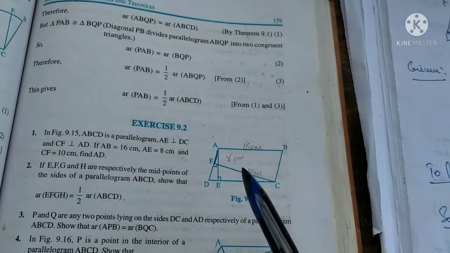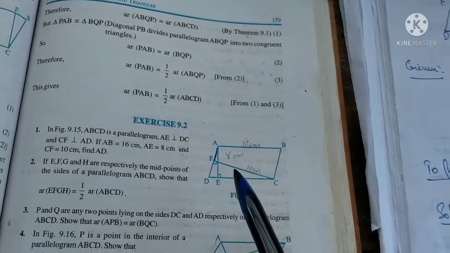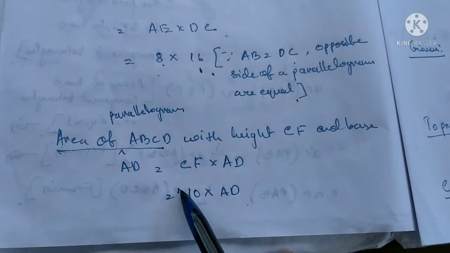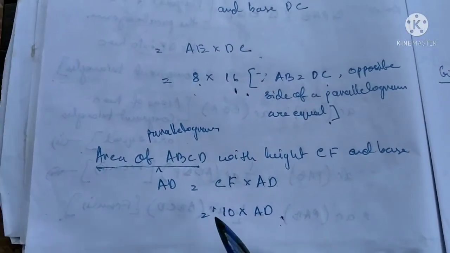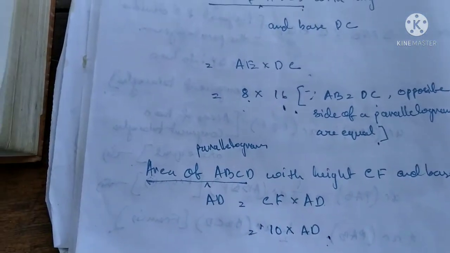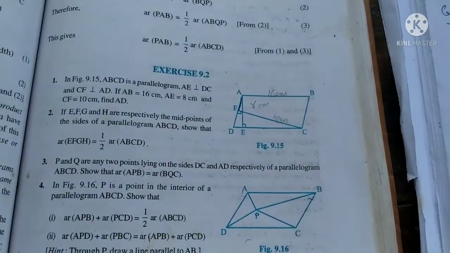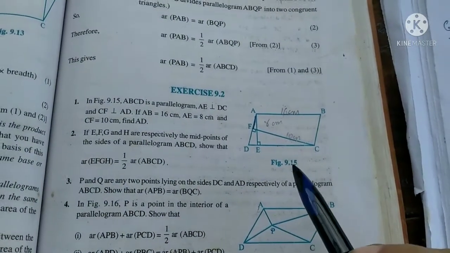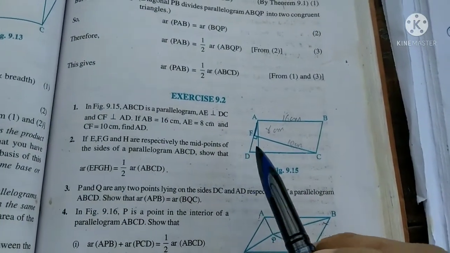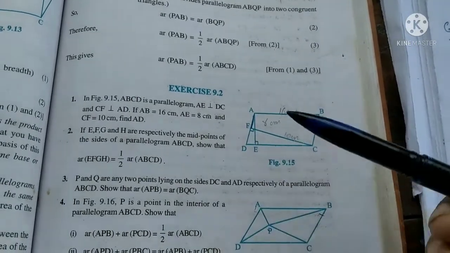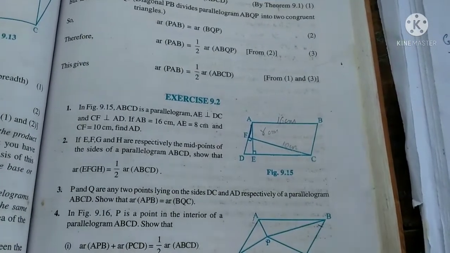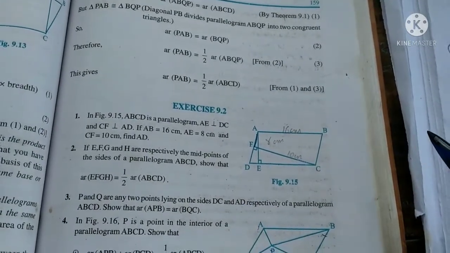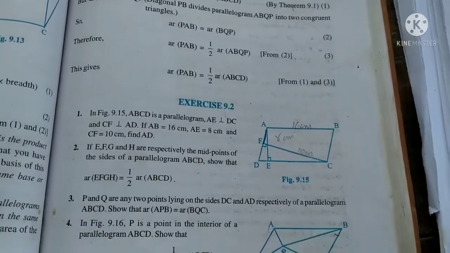Since I am finding the area of the same parallelogram, 8 into 16 will be equal to 10 into AD, I can say. Understand? And from that I will find the AD value. Same parallelogram area only I will find, but each time I take a different altitude and base, and then both of their areas will be equal. So I will equate them, and from there I will find the value of AD. That much only.